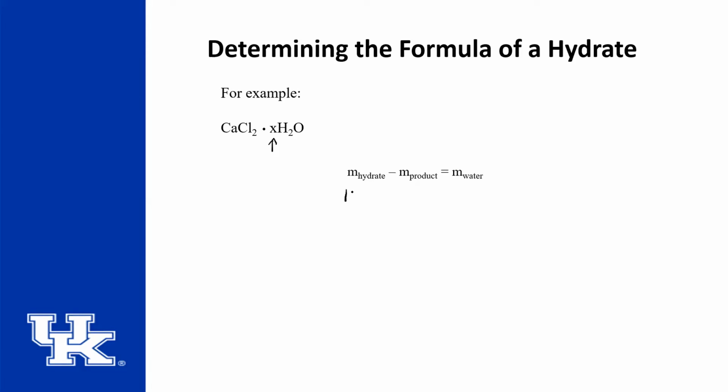For this example, let's say that there were 147.1 grams of hydrate, and there was 111.1 grams of final solid product. That means that we are left with 36 grams of water that must have been a part of the original molecule.